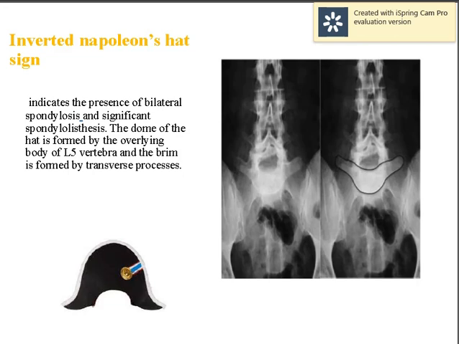And also there is the inverted Napoleon's hat sign. Just for your knowledge, we don't have to go that much into detail, but you should know that if you come across an X-ray like this, you should be able to identify the inverted Napoleon's hat. That indicates the presence of bilateral spondylolysis and significant spondylolisthesis. The dome of the hat is formed by the overlying body of the L5 vertebra, and the brim is formed by the transverse processes.